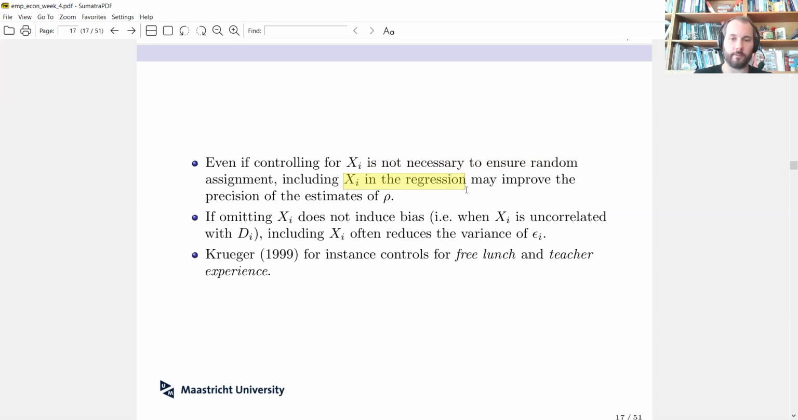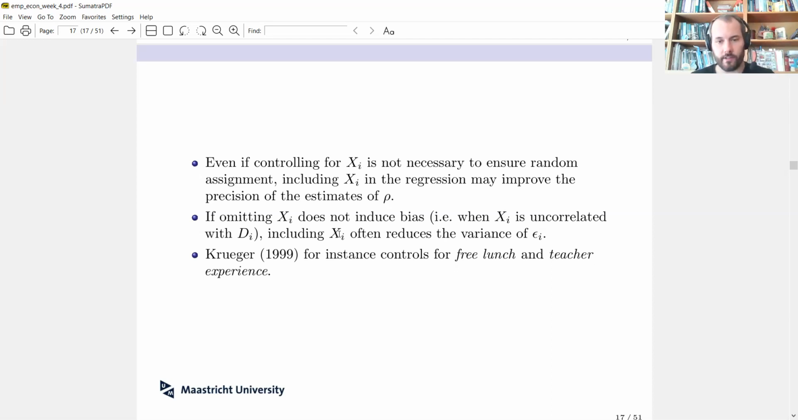However, if you include X in the regression, this typically improves the precision of the estimates of the parameter that you're interested in. Let's say X is uncorrelated to the treatment indicator. Therefore, if you simply do not control for X, it doesn't matter for unbiasedness, right? So you don't have an omitted variable bias. However, if X is hidden in the epsilon, the variation that is in X is now variation of epsilon. So variation that you in principle could observe now becomes unobserved variation. And this makes the signal to noise ratio worse.